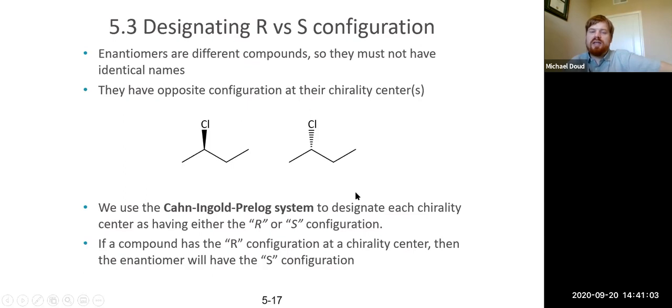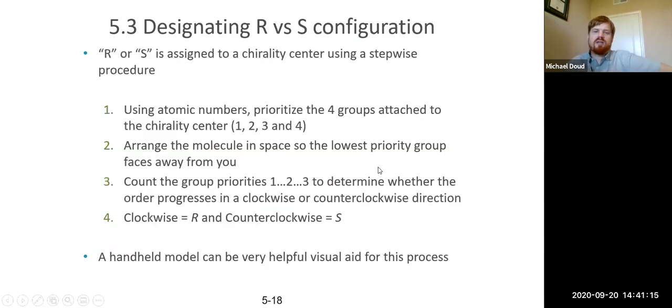Okay, so one thing to note is if you have a compound that has the R configuration at its chiral center, when you look at its enantiomer, it's going to be flipped into the S configuration. But we'll cover that here in a second. It's going to make sense in a second. So here's how you do that.